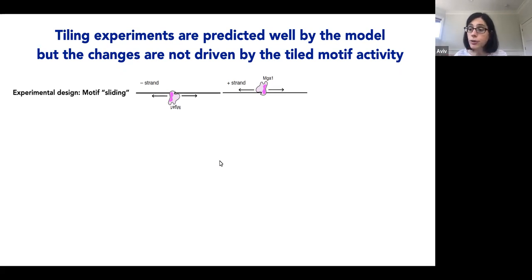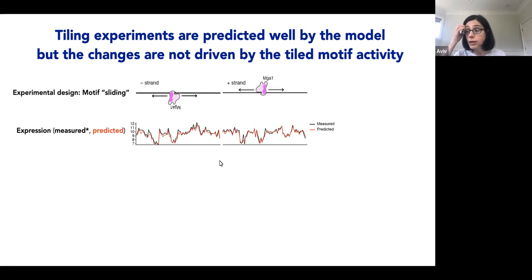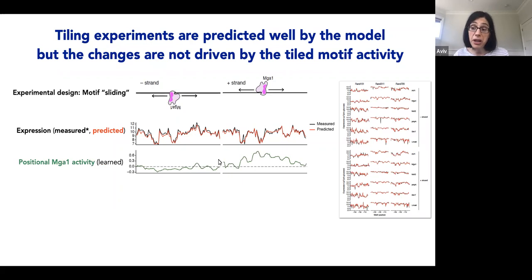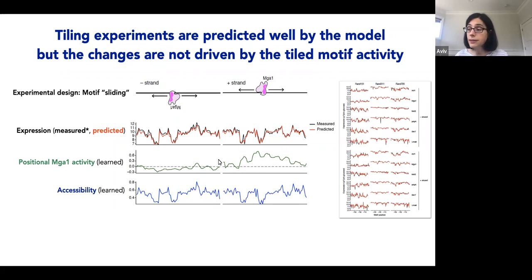And just like in the previous experiments from the Segal lab, we see that the measured expression, which is in black, was jagged or erratic. Even a 1 to 2 base shift had a big impact. But our model in red predicted this extremely well. And we saw this in experiments tiling each of 6 motifs in 3 random contexts. Now, because our model is interpretable, we can ask which features relate to this behavior. The positional activity of MGA1 mostly doesn't actually correlate with this, but the learned accessibility does.